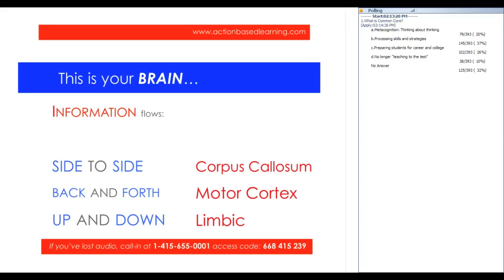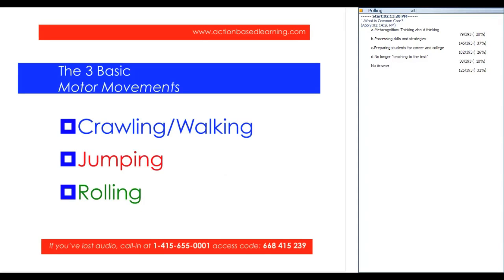And then information flows up and down in your brain, and that's going through your limbic system, which is the emotional part of your brain, into your higher level thinking. And if I go back to our Common Core slide, we talked about higher order thinking skills, getting the kids to process. Now notice this, we only have 3 basic motor movements, of which all of our motor movements are designed.